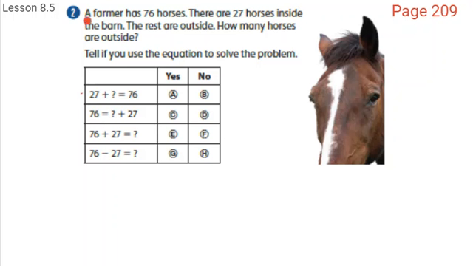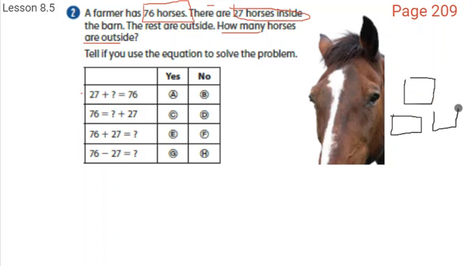Okay. Welcome back. Let's read through this and circle or underline important information. A farmer has 76 horses. There are 27 horses inside. The rest are outside. How many are outside? So this is definitely going to be a subtraction problem. But remember, when there are multiple things like this, you want to write out a number bond. So I'm going to do a quick number bond over here, and that'll help identify which fact families you can use.